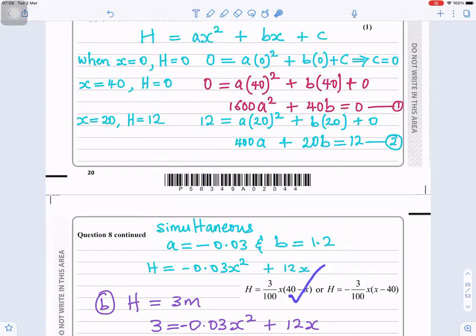Or you can write it like this, because 0.03 is the same as 3 over 100. This is the same as 3 divided by 100. And or you can write it like that. So there are 3 different ways you can write the answer.